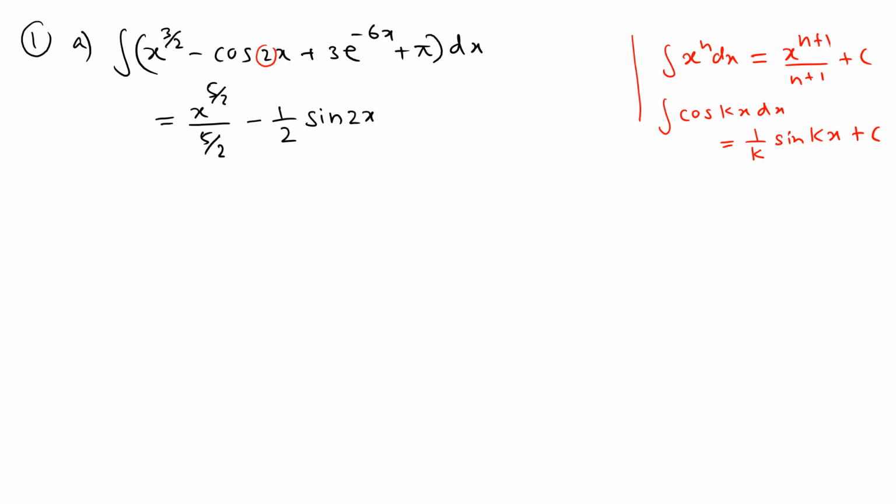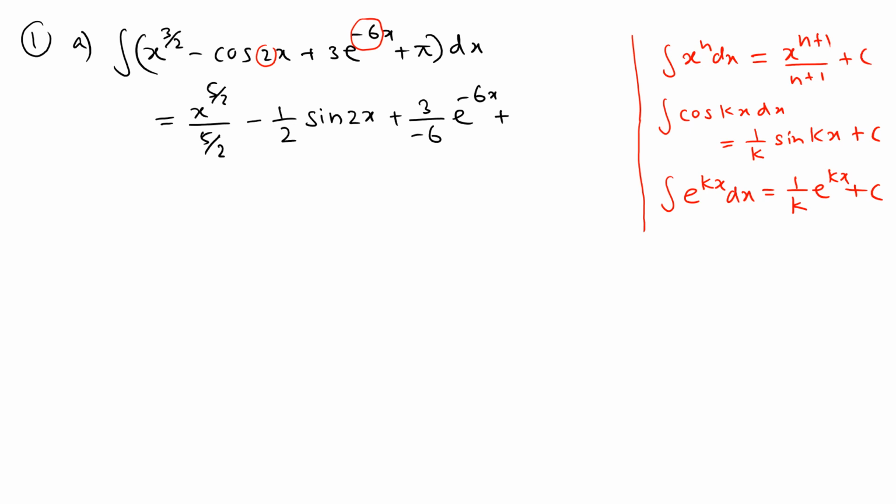And then the next one is the exponential function. So we know this result. So when you have an exponential e to the kx dx, what normally happens is you just divide by the constant, e to the kx over k. So this only works when k is a constant. So that's the formula we're going to use for the next one. So 3 is a constant, so we divide by negative 6, that's the constant here. So that means it's negative 1 half e to the negative 6x plus pi.